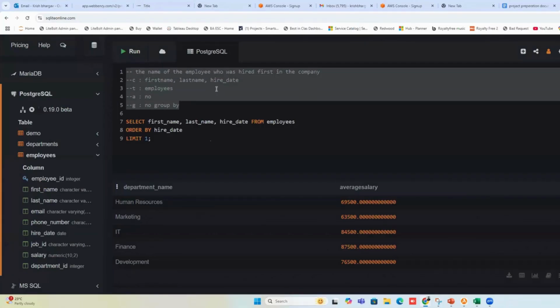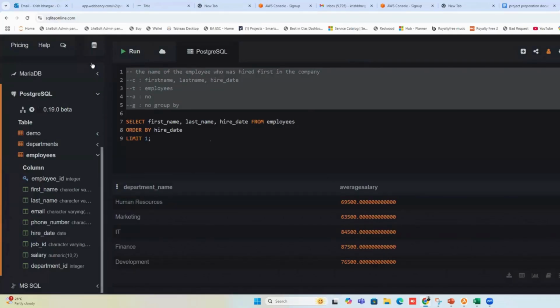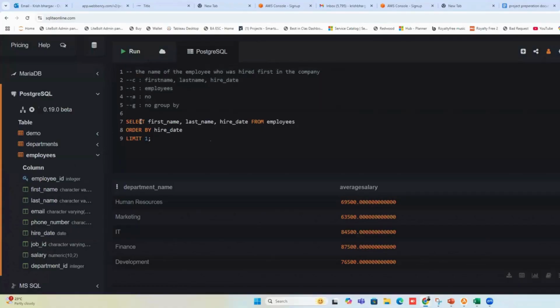When the interviewer gives you the question, write it down on a notepad. Usually they type it into the chat window, but you write it in a notepad and make sure you get the question right. Write down the question the way you want, and ask him, is this what you're asking for? And he says yes. Immediately put C tag and boom, your answer is there. Now, select first name, last name, hire date from employees. Now he says the first employee who joined.